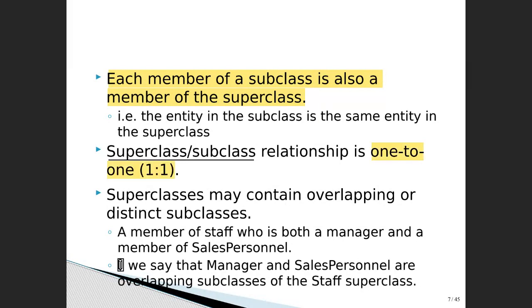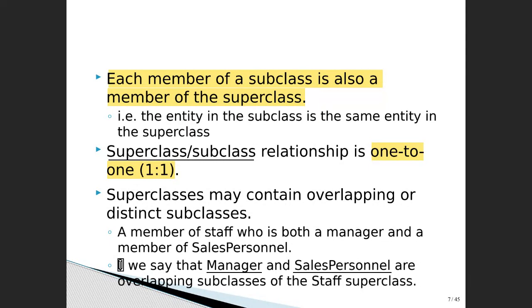Also, superclasses may contain overlapping or distinct subclasses. Overlapping means, for example, a manager is also a sales personnel. So within one superclass, there are overlapping subclasses, from sales personnel and manager. He is a manager, and he is also a sales personnel. So the manager of the sales personnel department has overlapping subclasses.